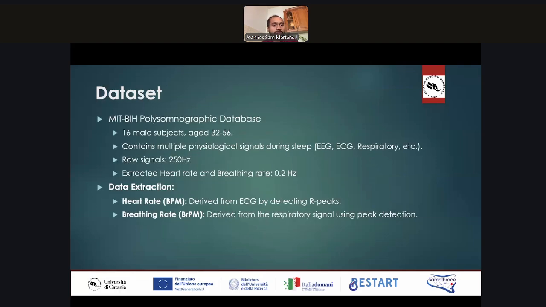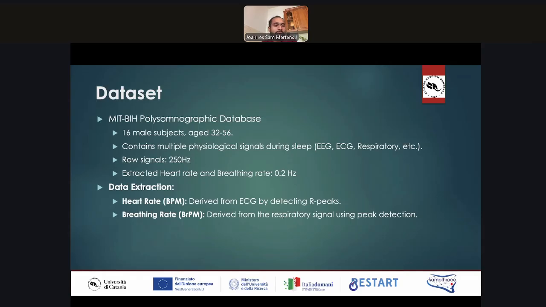And we also used a data set. This is not just for the viewing of the 3D organs, but like I said, we also integrated machine learning algorithms. So we use the well-known MIT-BIH data set. Maybe some of you might have worked on this data set. It's a very popular data set, and the data were collected from 16 subjects while they were sleeping, from age 32 to 56, and it had many physiological signals. But since we were developing 3D models for just the heart and the lungs, we focused only on the heart rate and lungs rate.